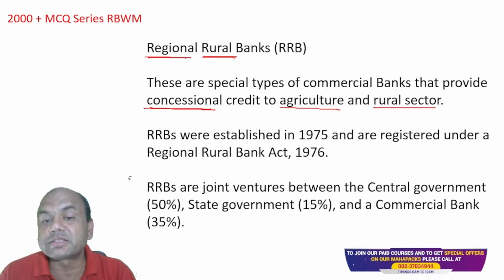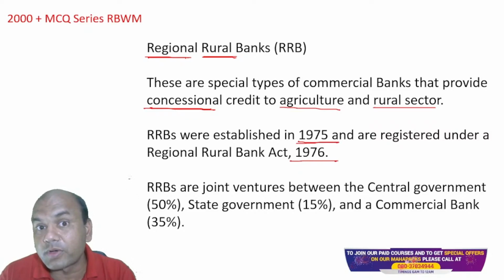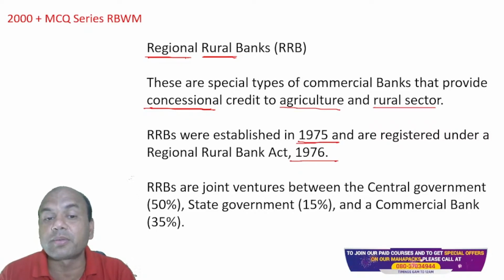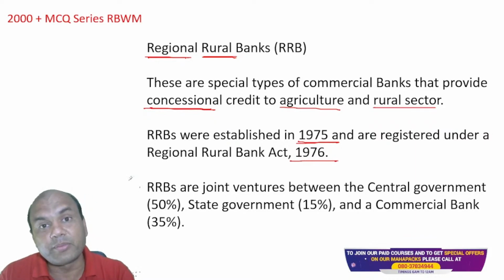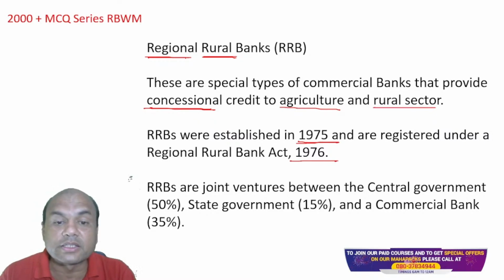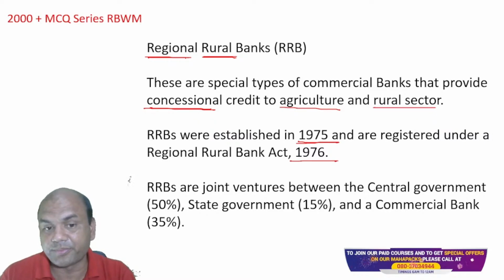RRBs were established in 1975 and registered under the RRB Act 1976. Remember, the Act is of 1976 and the bank is in 1975. Remember, these 2 years are reversed. Generally, what happens? The Act is first and banks are later. Like the RBI Act, 1934 Act, and then the bank in 1935. But here it's reverse. That's why this is important.